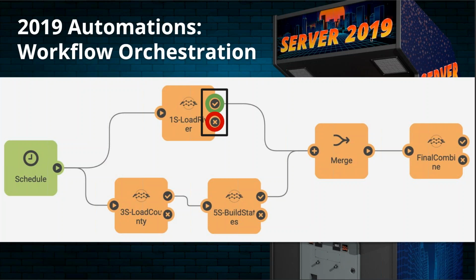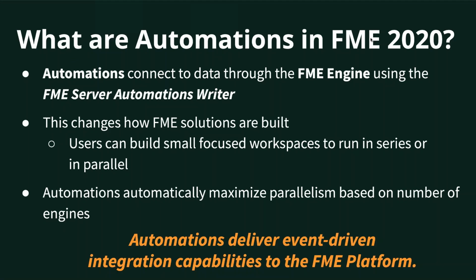So it was a lot simpler to link everything together, certainly than the classic ones, but it was not as powerful as it could be. So with 2020, it's really about delivering more event-driven integration and actually being able to start to maximize the way you use the engines to make things more efficient, and actually building smaller, more focused workspaces that can run within these kind of automation environments as part of that.